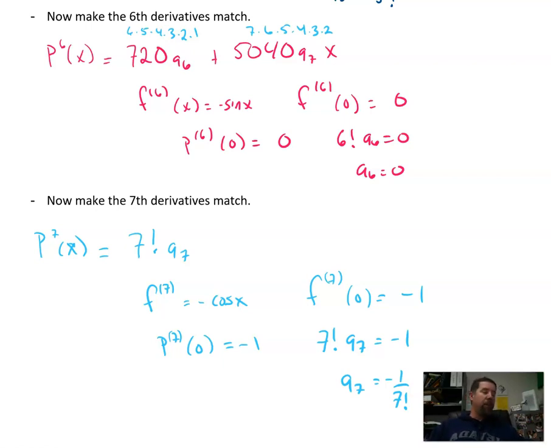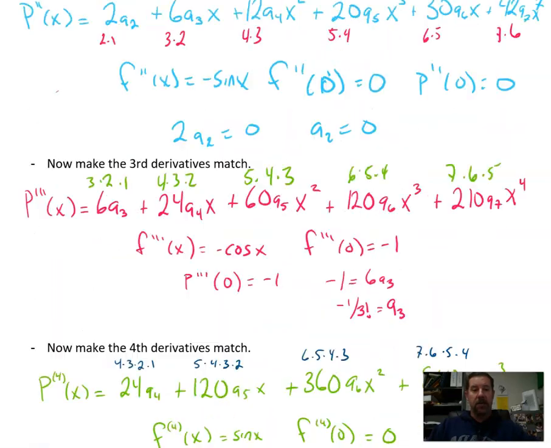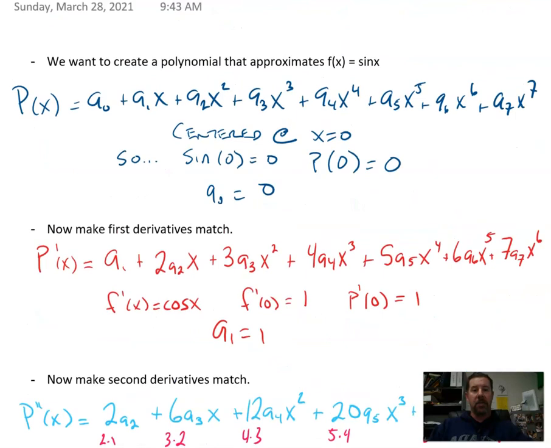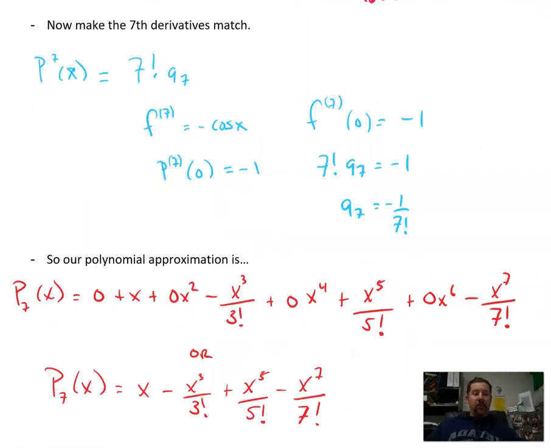So now we can write our approximation for this. If I go back and pull them all from up here, right? So now I can go back and plug them all in to our original approximation, all the way back here in the very beginning. So after grabbing all of those terms, we get p sub 7 of x.